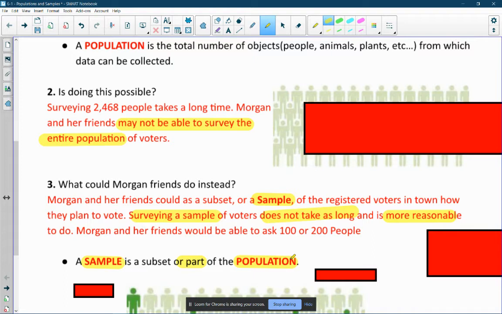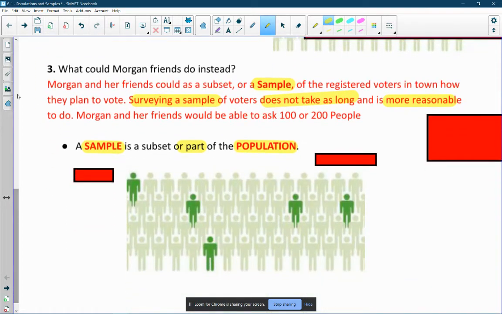So if we think of it as a pie, the pie would be the population. A slice of pie would be the sample. Generally, you can know how a pie is going to taste by just eating a slice of it, right? So if we take a sample, the sample will tell us how the entire population is going to vote. So next question, go to the next page.